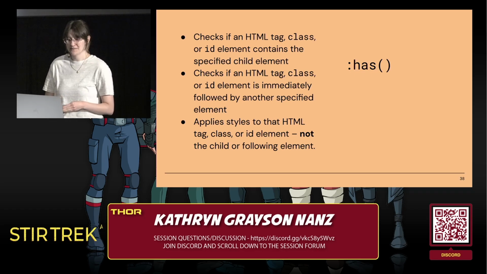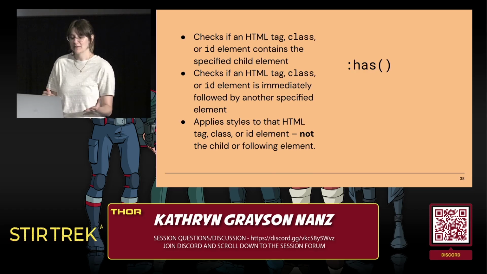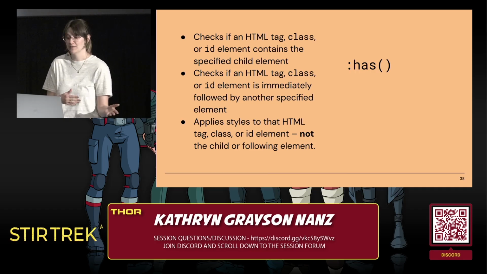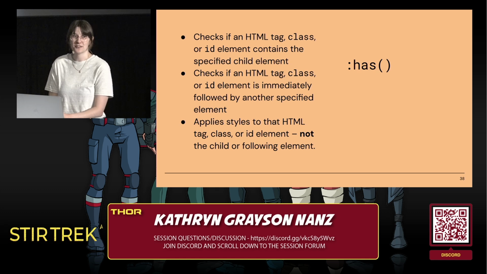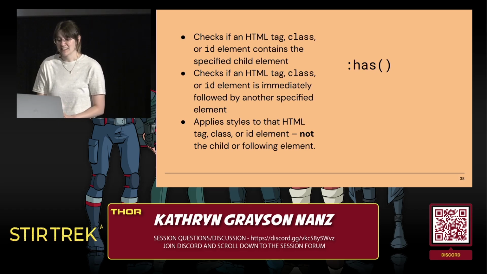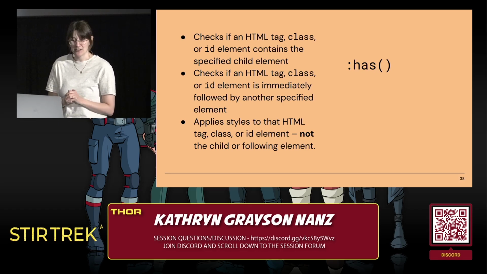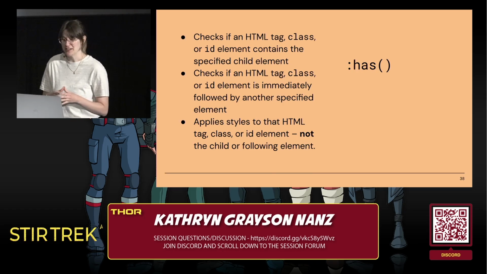Then it will apply your chosen styles to that HTML tag, class, or ID element, but not the child or following element. One of the coolest parts of the has function is the way in which the styles are applied to the parent element effectively. In fact, some folks do refer to this as the parent selector, which is something that has been historically missing, or at least highly requested from CSS for a long time. Although there is an excellent article by Adrian Bies where they say that has would be more accurately classified as a relational selector, and I do like that terminology a little bit better. That feels a little more accurate.